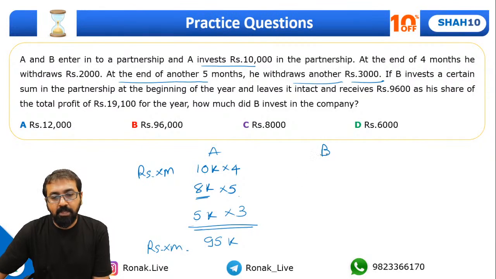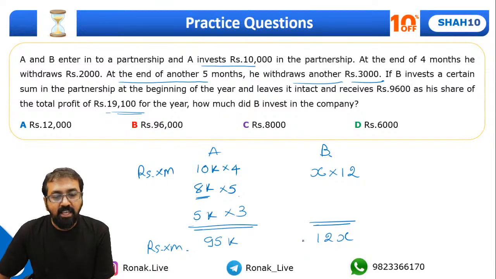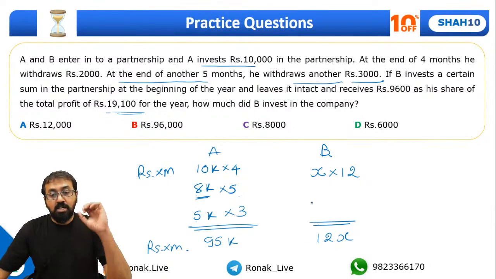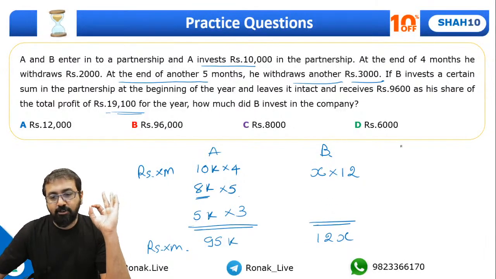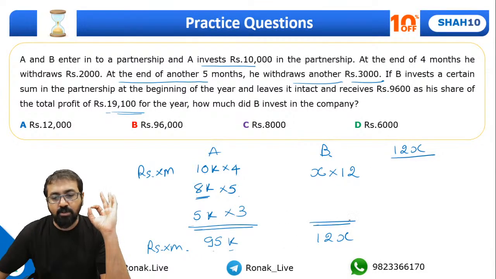Correct? Now what about B? If B invests a certain sum in partnership at the beginning of the year and leaves it intact and receives 9,600 as his share of the total profit of 19,100 for the year, how much did B invest? Suppose B invested X rupees and he kept it there for 12 months. So his rupees month investment will be 12x. Correct? Everyone, have you understood this? Now, please understand what is the share of B. So can I say share of B is 12x out of total 95,000 plus 12x?